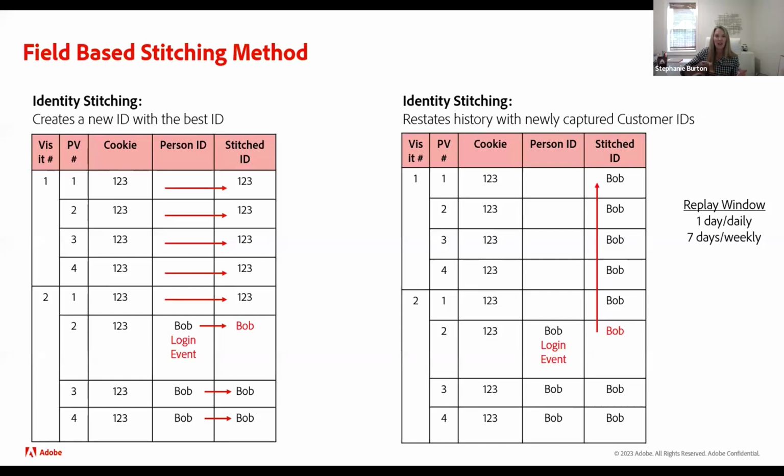So you can see here, we've got our cookie ID 123, but once that person logs in, we now recognize that it's Bob, right? And so now we can carry Bob forward and start using Bob to connect with the other data that we're bringing in. But the best part about field-based stitching is that we have this replay window, where we can actually look back up to 7 days to restate all those hits now that we know who Bob is. Now that we have a better identification for him, we can go back and restate that data.